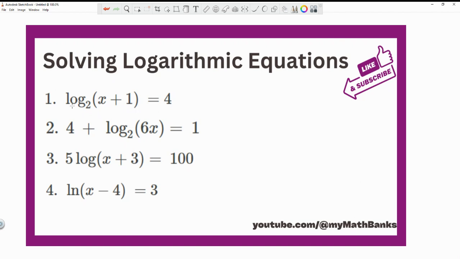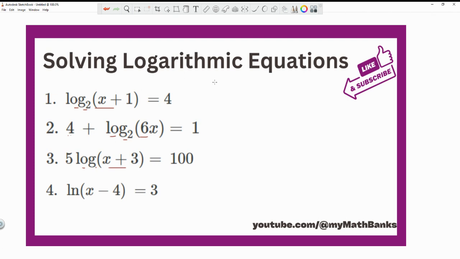For instance, in number one, you have the log, the base, and the argument. So that's good. But for number two, you see this log, base, argument, but the 4 is an extra, so you need to get rid of that 4. Number three, you have the log. You don't have a base, so that means it's base 10. And this is the argument right here. Therefore, you need to get rid of 5. So that's what I'm saying: you need to isolate the log, base, and argument on one side, everything else on the other side.